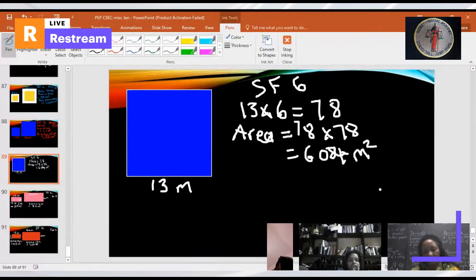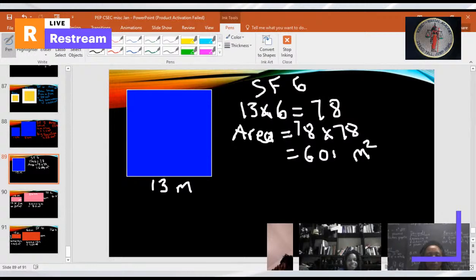Okay, Miss. And then I got the square of 13 since it's side times side, which is 169. Oh, I'm supposed to continue. Sorry. And oh, it's 36 times as big as the smaller square, Miss.